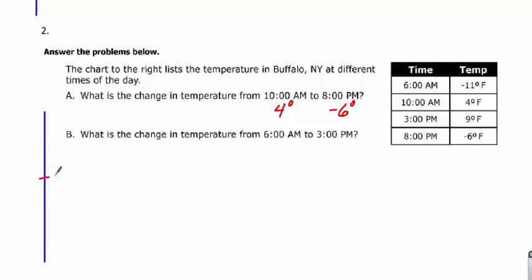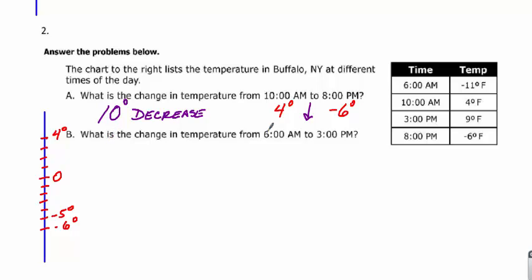If we go over, let's put a 0 right here on our number line. And let's do 1, 2, 3, 4 degrees above 0. Now let's go down to negative 6. Negative 1, negative 2, negative 3, negative 4, negative 5, negative 6. That temperature dropped, so we know temperature going down, that is a decrease. How much did it decrease? Well, from 4 to 0 is 4. From 0 to 6 is another 6. So it decreased 10 degrees.